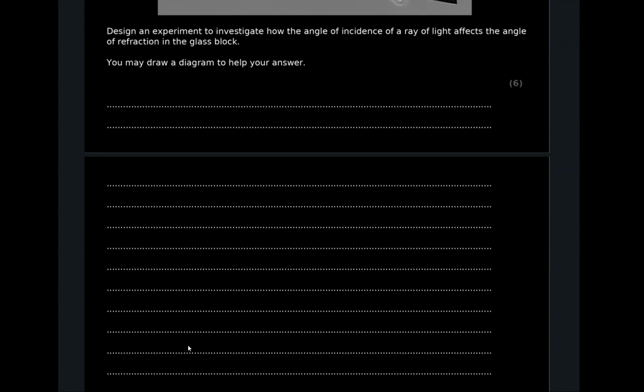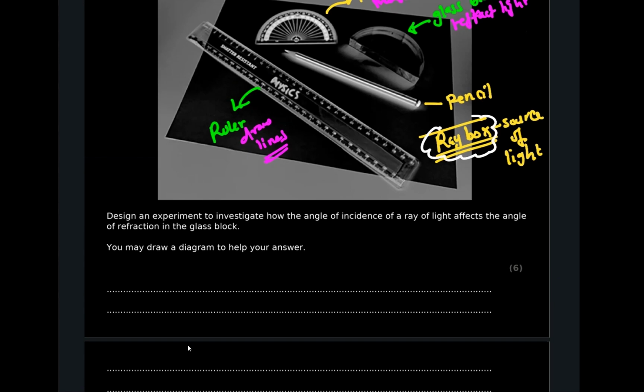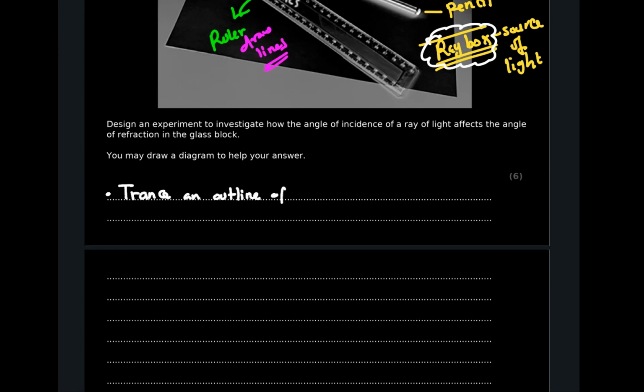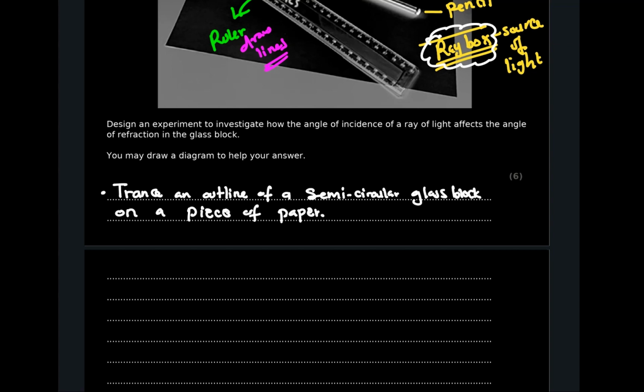Now, in order to respond to this particular question, these are the key aspects that you are mentioned. Trace an outline of a semicircular glass block on a piece of paper. Then direct a ray of light from the ray box, measure the angles of incidence, and mark how the ray is going to get out.